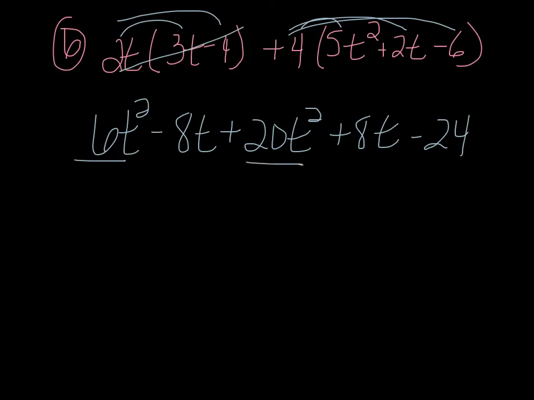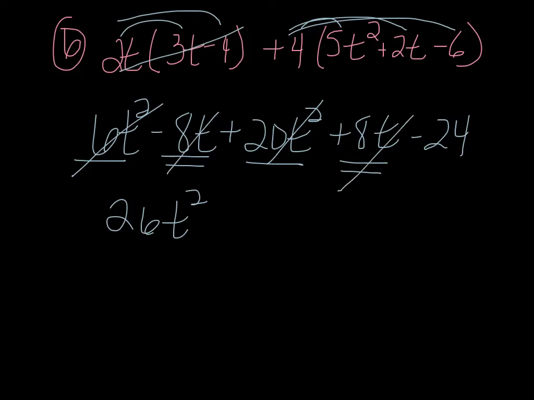We always start with our highest exponent. So we have 6t squared plus 20t squared is 26t squared. Negative 8t plus 8t is 0. And we're left with minus 24.